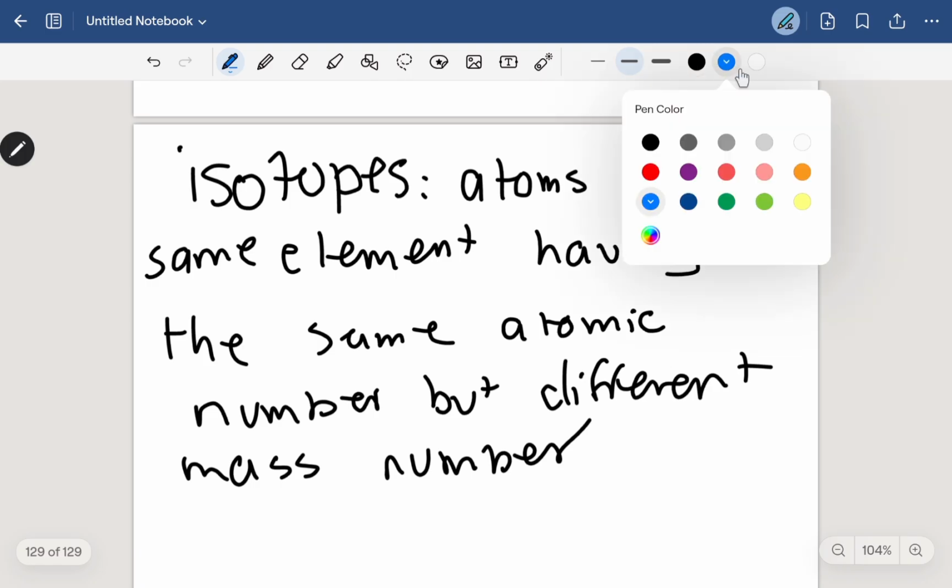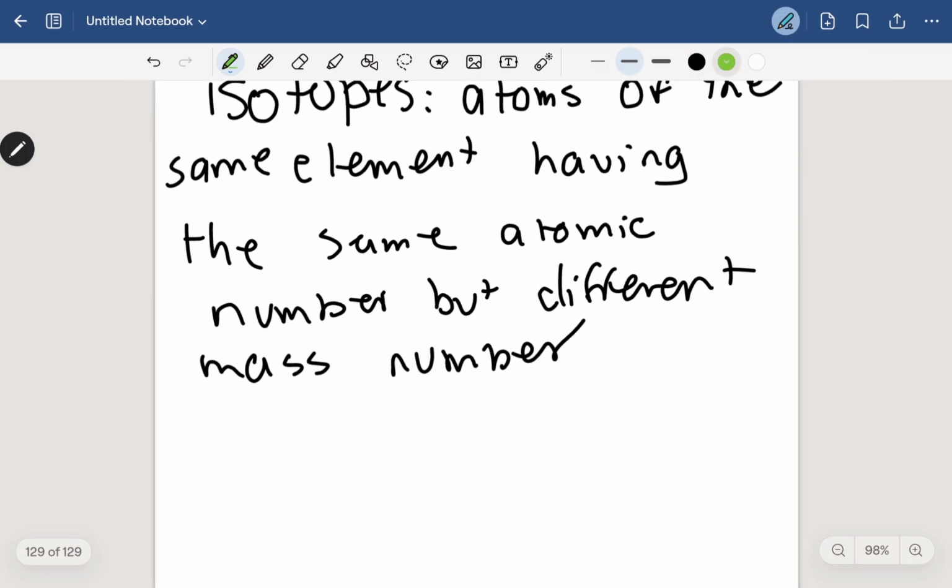So let's take an example. Any example. It could be, for example, carbon. Carbon, which is a really famous example of isotopes. So we know that carbon usually has a mass number of 12 and an atomic number of 6. Now, an isotope is going to be the same element first of all. So it's going to be carbon, but it's going to have the same atomic number, so 6, but a different mass number, meaning it is going to be, instead of 12, probably 13.